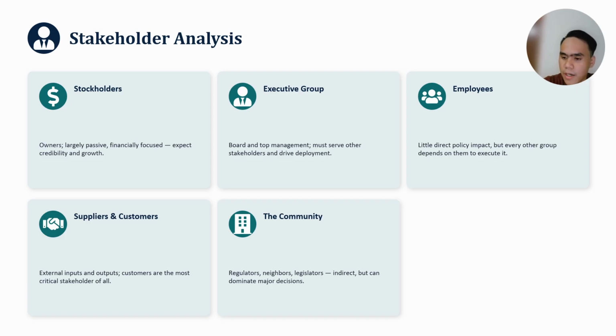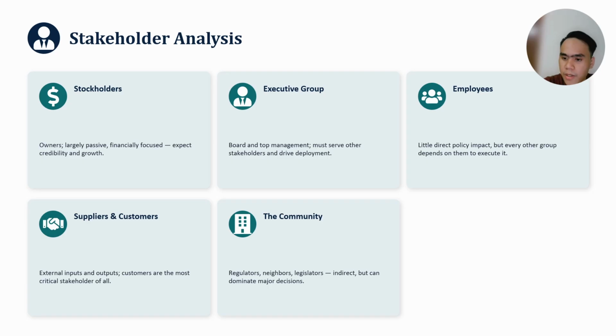Suppliers and customers are grouped together because they represent external inputs and outputs. Suppliers must meet contractual requirements and in exchange can insist on fair and prompt payment. Customers, though, are described as the paramount stakeholder. If customers stop wanting what the organization produces, the organization eventually ceases to exist, full stop.